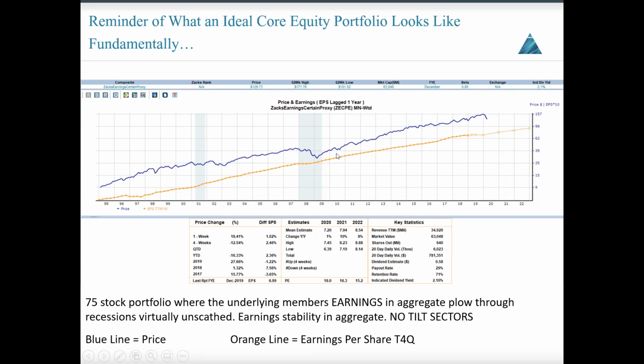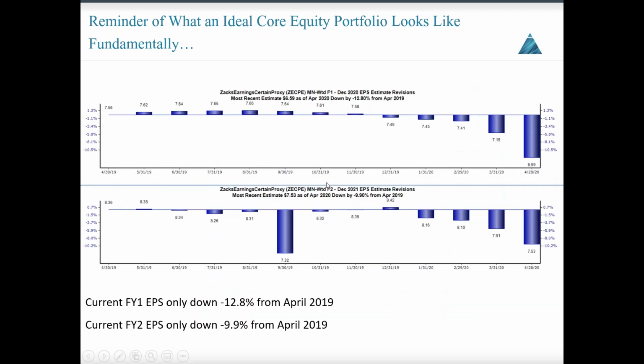This is what it looks like visually. This is really important. If we do the analysis further in our Zacks research system, that's where this price and earnings chart comes from. We can actually take a look at the EPS, the underlying EPS revision history from a composite perspective. We can see that the earnings certain portfolio, given this route, is really only down 12.8 from a year ago's forecast, which isn't bad. FY2 is only down 9.9.